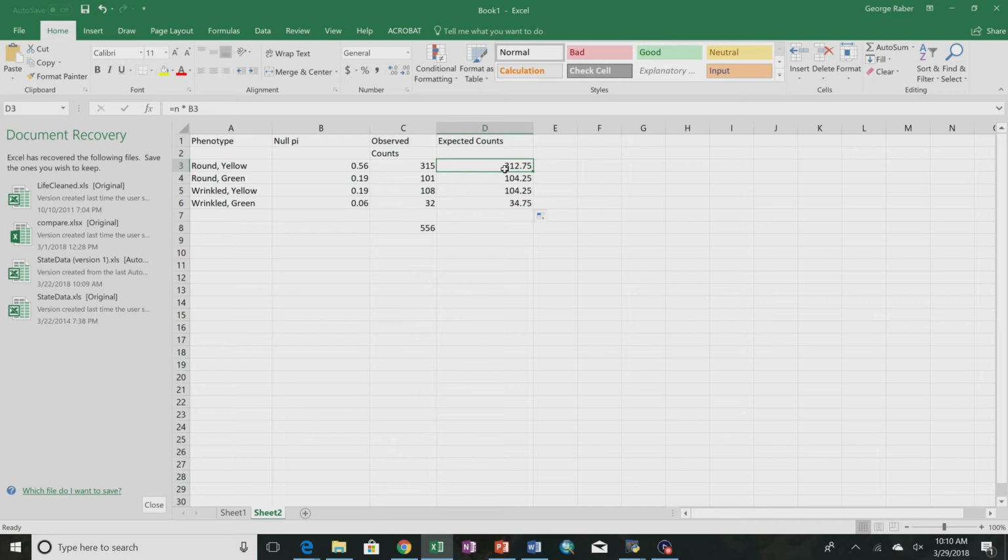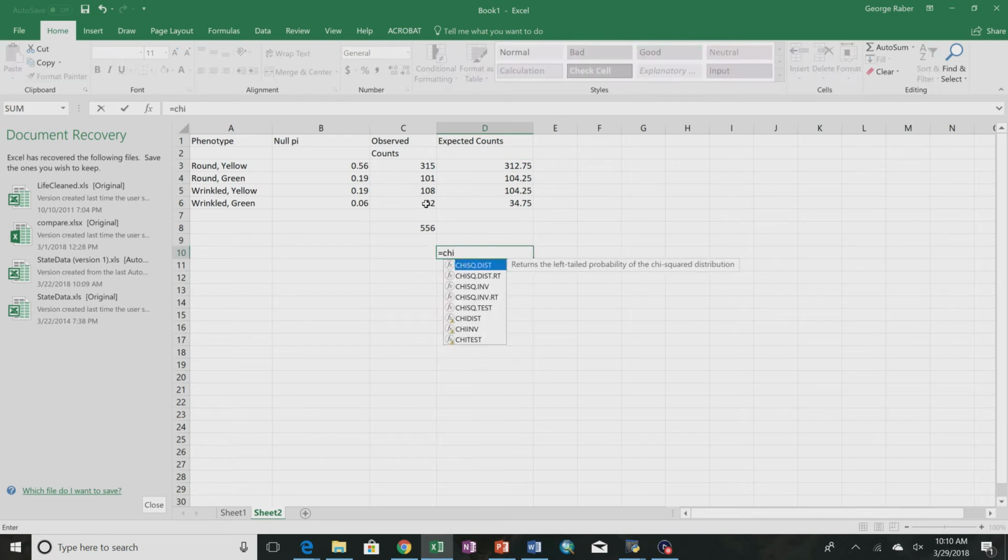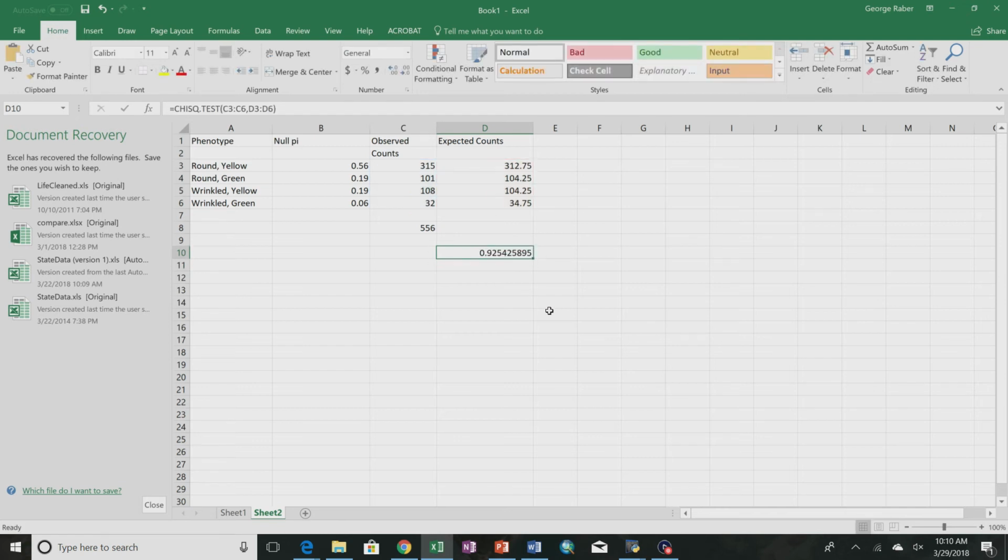Okay, so now what I want to do is add up and figure out the contributions. Now I could, since this is Excel, in fact, I'll just do that real quick. Equals chi-square test, and then put in the actual range, comma, the observed range. So if I hit enter here, that's my chi-square. That's the actual p-value. That's not the chi-square value. That's the p-value.